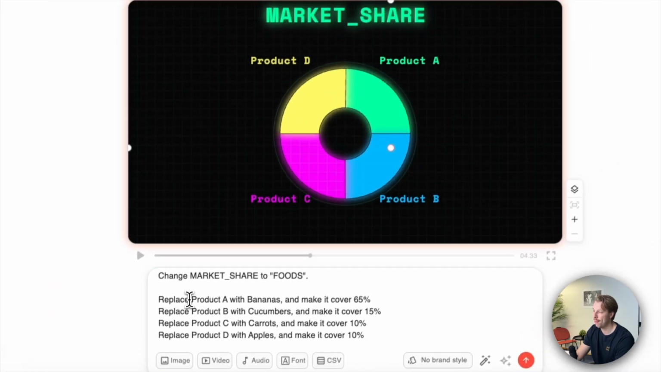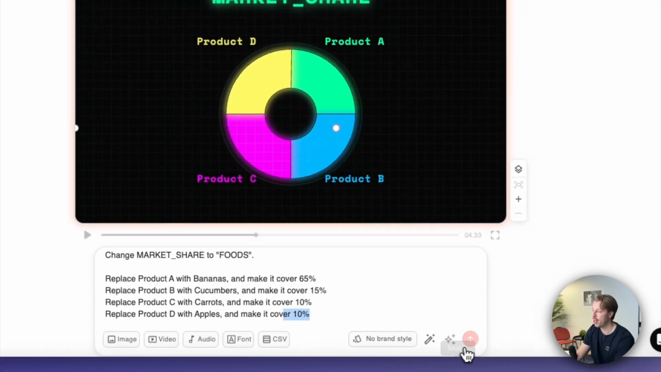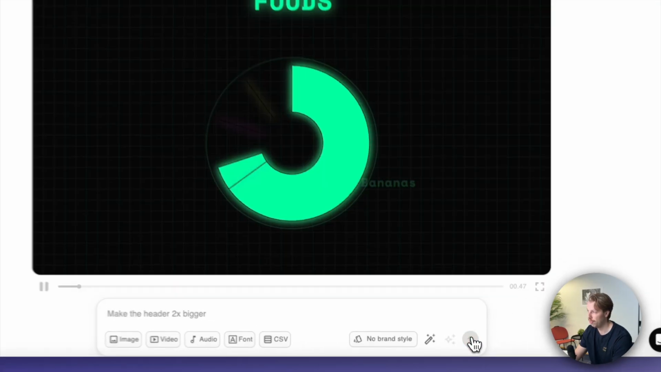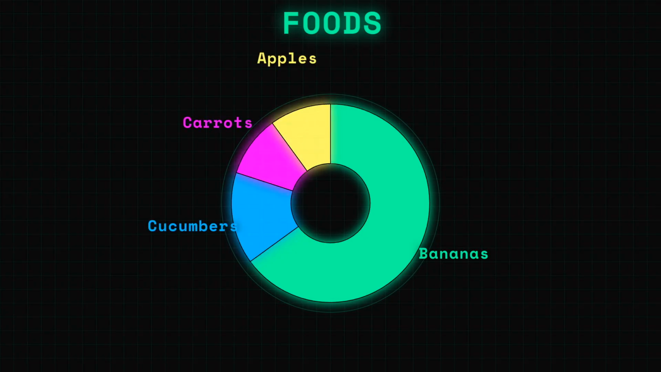And here I'm telling the AI, for example, to change product A with bananas and make it cover 65% of the pie. And then product B with cucumbers and make it cover 15%. And I will sum this all up to 100% and I will just hit send, and here is the result. So that's how you can customize easily these motion graphic charts.